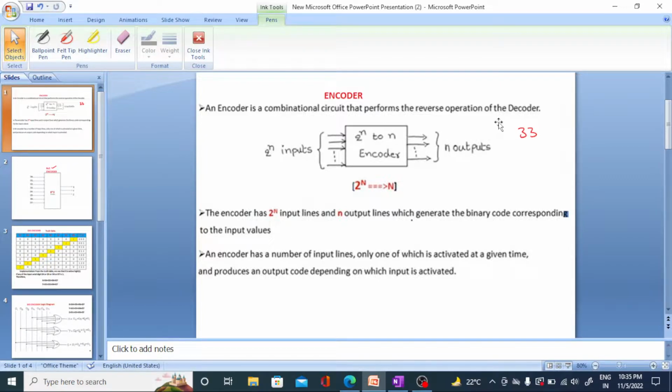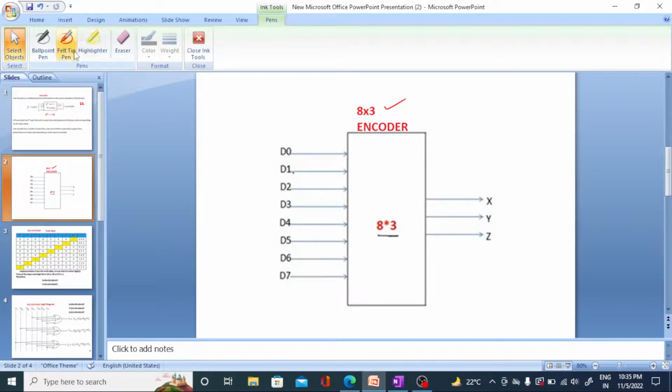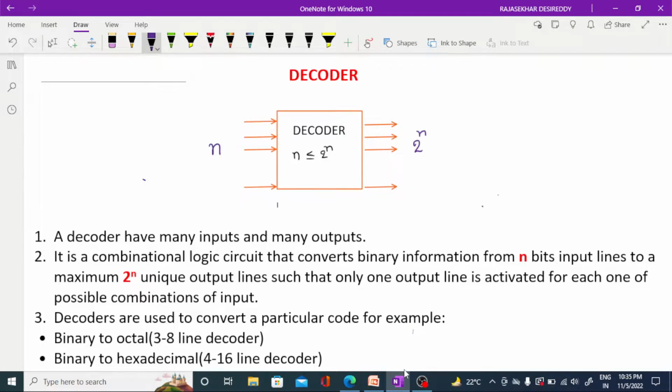Now we are going to discuss about the decoder. Here also we mentioned a similar point. The decoder is a combination circuit. It performs the reverse operation of the encoder, right? What that reverse operation is, we are going to see now. For that clarification, what is the input? What type of encoder are we considering? Here we consider the 8 by 3 encoder. Now let us come to the decoder.